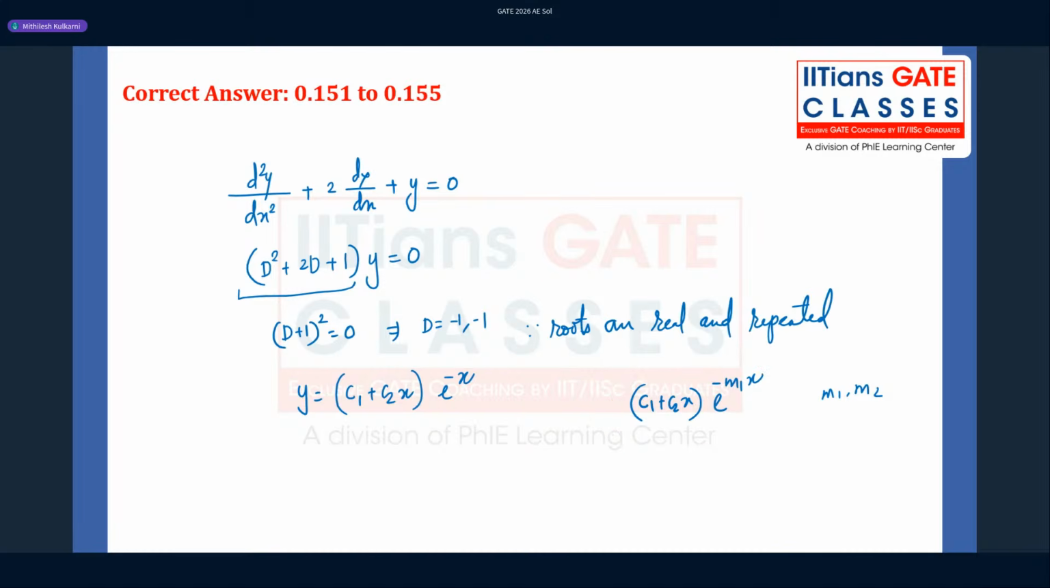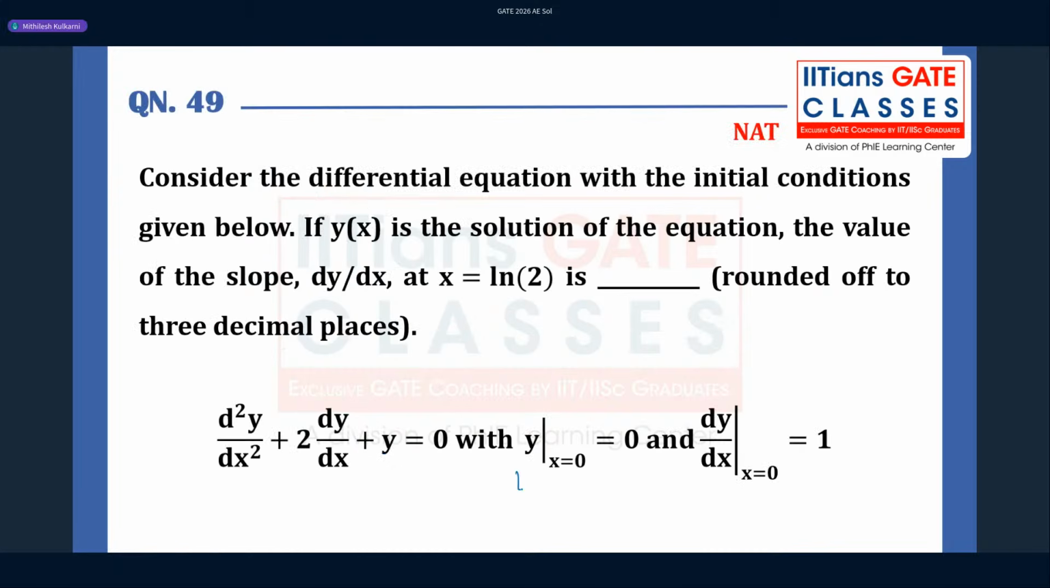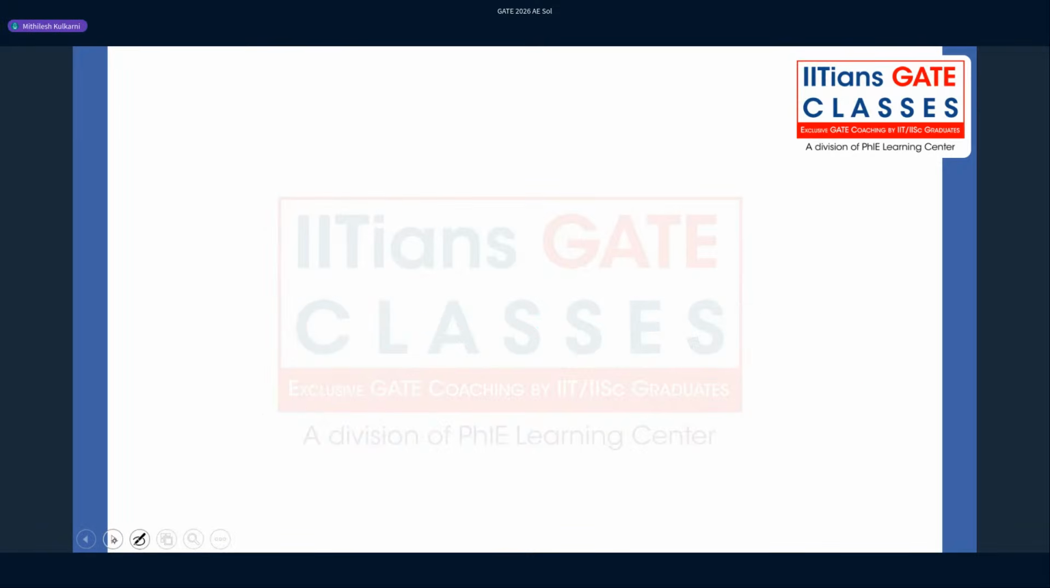Okay, so we got the solution, but in this case we have two constants, c1 and c2, which we have to remove by the boundary initial conditions which they have given. Okay, these are the conditions they have given. We can make use of these conditions to remove them. So let's dig into it.